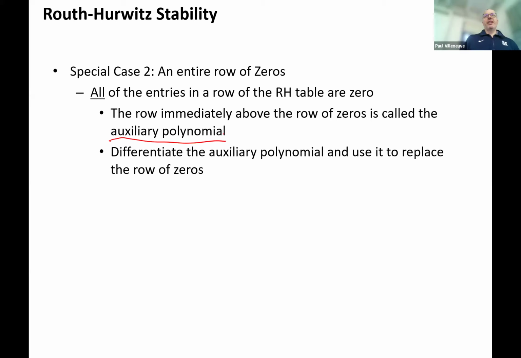But how do we actually use that? Well, if we have a row of zeros, we go to our auxiliary polynomial. We pull the coefficients and build an AS squared plus B, or an AS to the 4th plus BS squared plus C, on and on. Then we differentiate that auxiliary polynomial, and then we replace the coefficients. So if we have a row of zeros in S to the 1, we get our coefficients from S squared. Then we build our auxiliary polynomial, A of S.